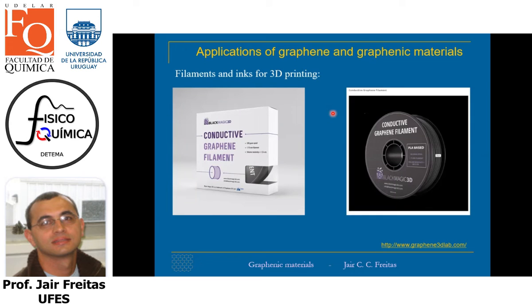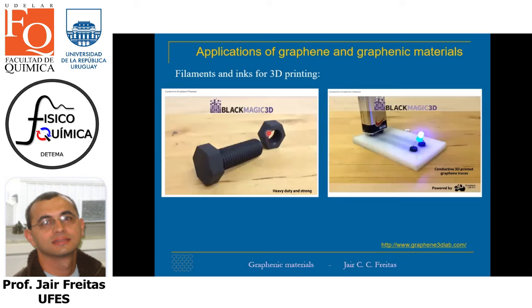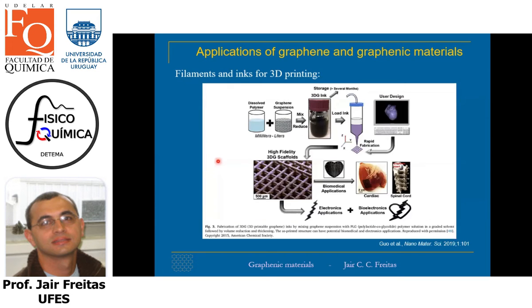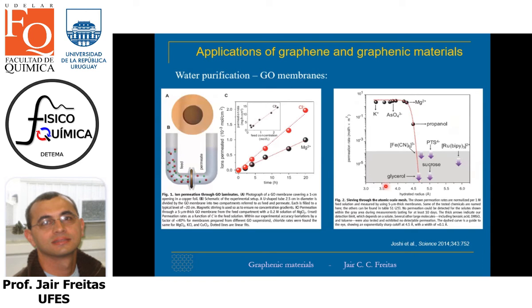In this case, the crystalline quality of the material is not the most important factor. So for this type of application, it's possible to use the graphenic materials produced by liquid phase exfoliation. It's possible to find these products in the market. It's easy to buy this filament that can be used to produce objects with the shape that you might desire. And this type of method can be applied, for example, for the development of artificial organs or of electrodes to be used in the construction of batteries or capacitors or other devices such as this one. So 3D printing is one of the fields where graphenic materials find a large number of applications.